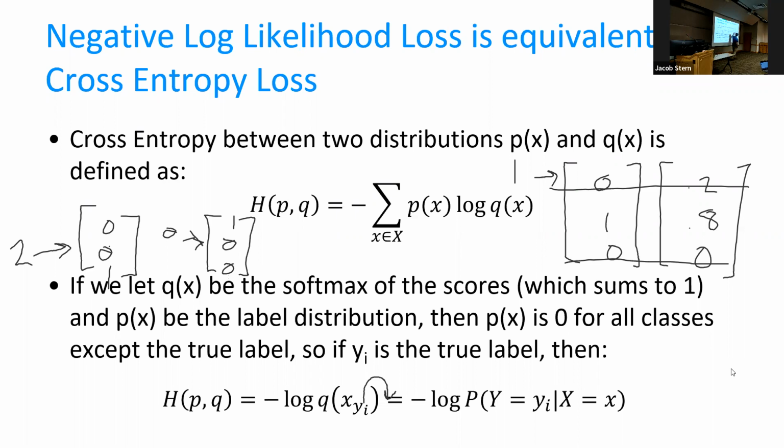And so we multiply 0 by the log of 0.2, and we get 0. We multiply 1 by the log of 0.8, and we get some number. And we multiply 0 by the log of the last probability, and we get 0. So all of those terms disappear except the middle term. And we can see that here, it reduces to negative log q of x, indexed at the true class, which is the same as our negative log likelihood loss. So this is just kind of a nifty, different interpretation of the negative log likelihood loss.